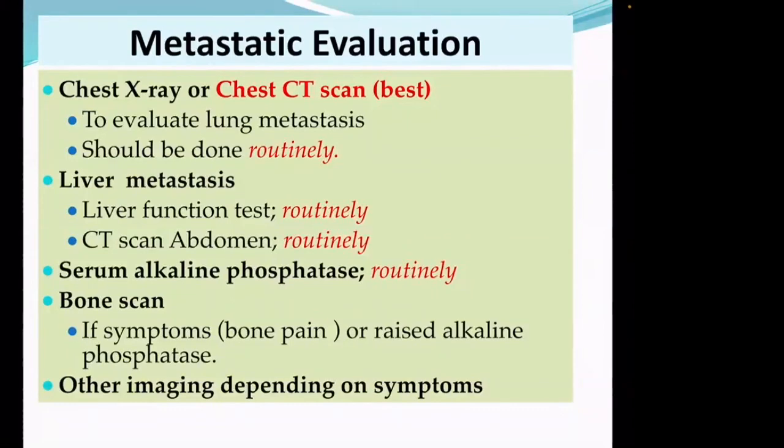But the things you have to do routinely are, number one, always do a CT scan abdomen and pelvis with contrast for diagnosis. Number two, for metastasis, you have to do a CT scan chest or X-ray chest, plus liver function test, including alkaline phosphatase. This much you have to do always, and the remaining depending on the situation.